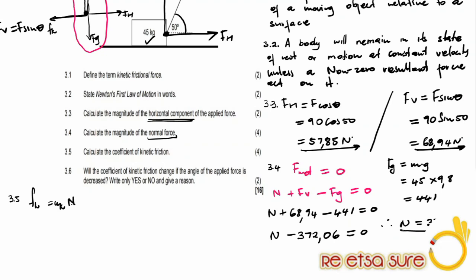For the fact that here our object is moving with a constant velocity, our F horizontal must be equal to our Fk. Why? Because these two forces are the ones that are acting parallel to the surface.